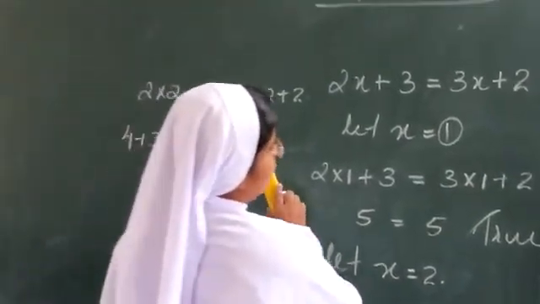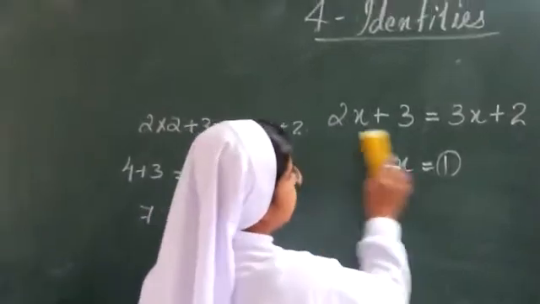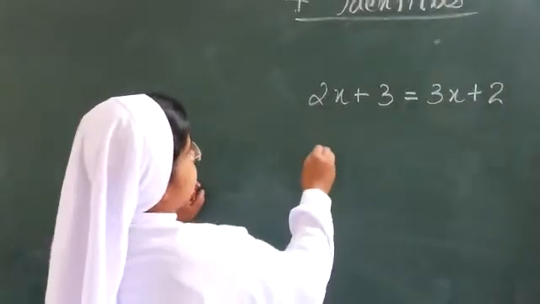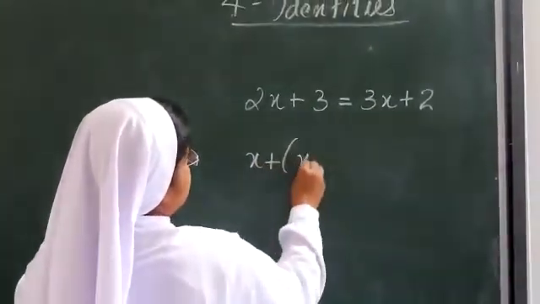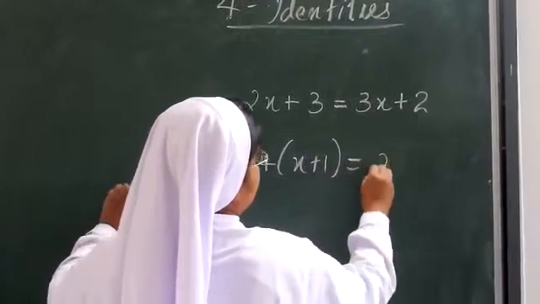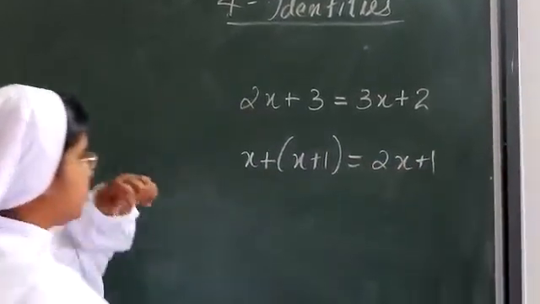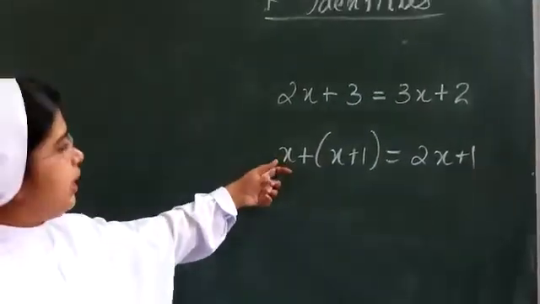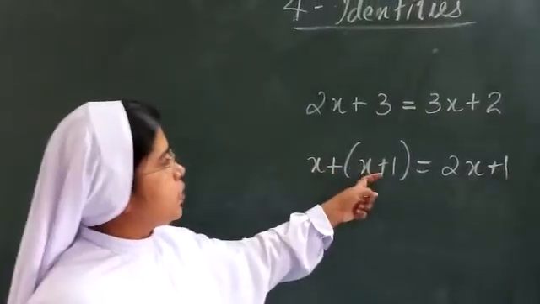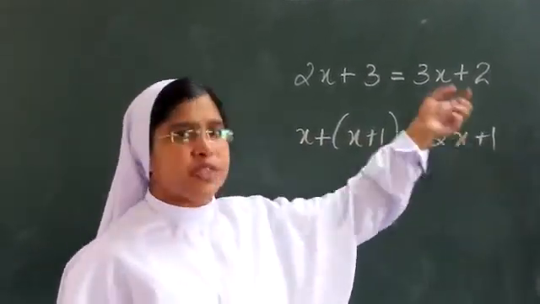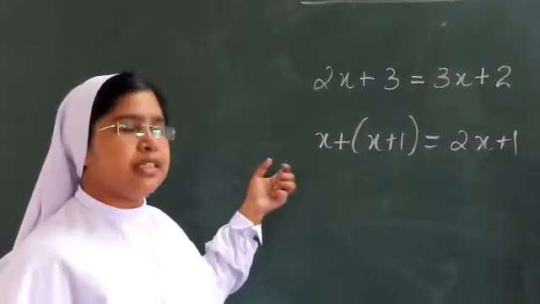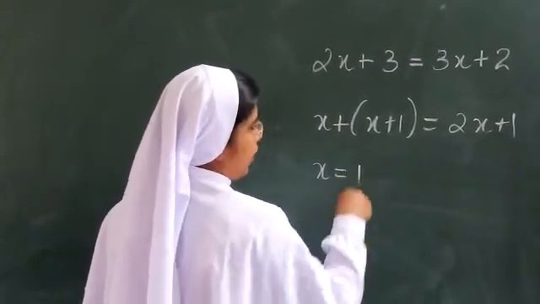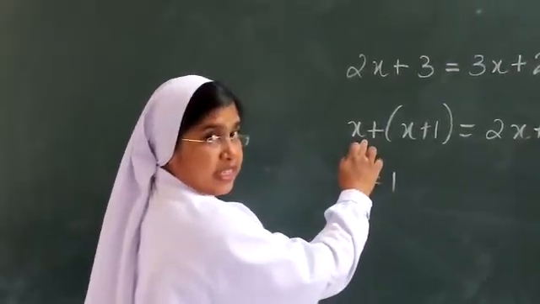Now, when we speak about identities, let's see another example. Another example is x plus 1 is equal to 2x plus 1. Okay. So now I am putting another equation, x plus 1 is equal to 2x plus 1. I am going to put values for x. Now first let me put the value x is equal to 1. So I am going to put the value here, x as 1.